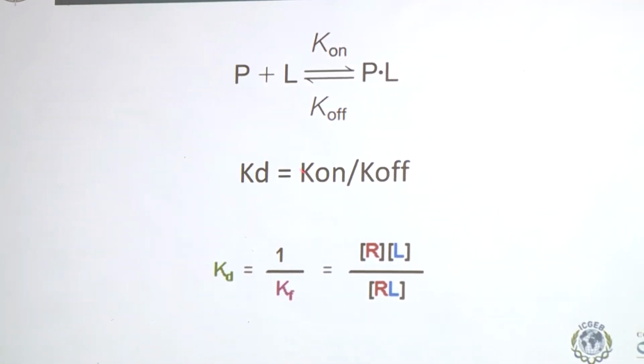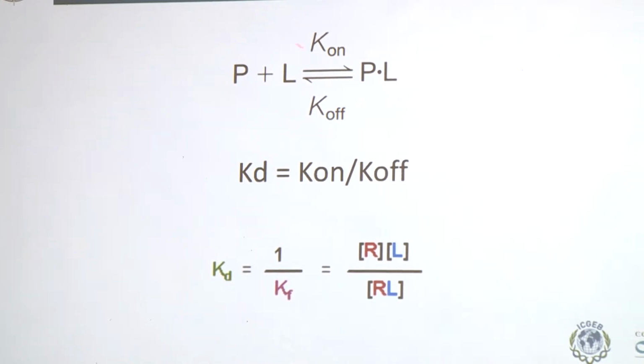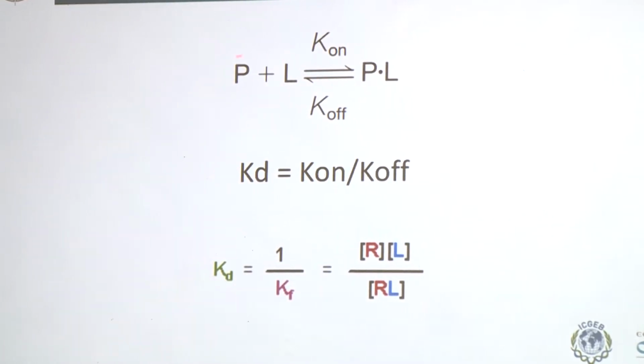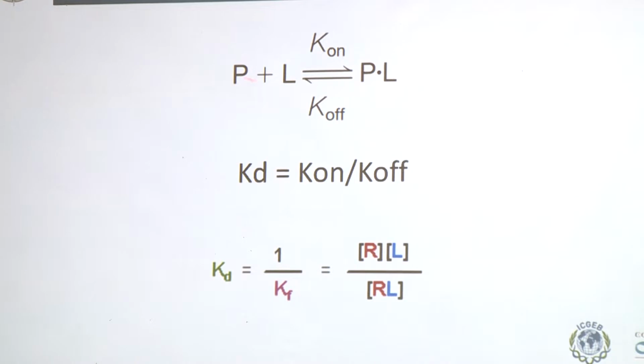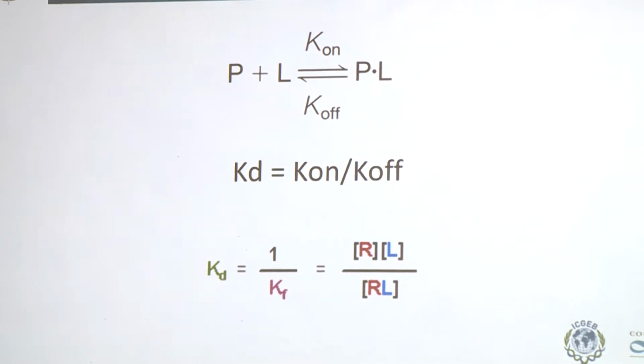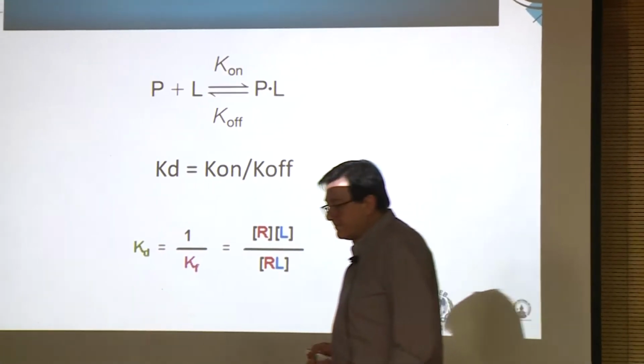And what is important in this Kd is that it is the result of two constants that are velocity constants. They are not equilibrium constants. They measure the speed at which this process runs to this side or to this side, depending on the concentrations: in the case of K-on, the concentration of P and L, in the case of K-off, the concentration of the PL complex.